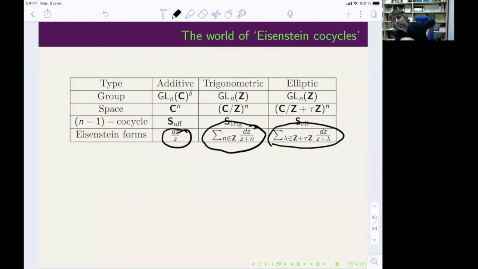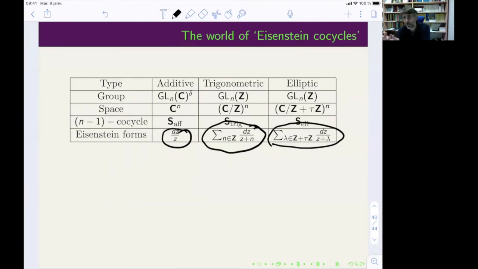You'll see, there is a link. Of course, there is no theta series, but the essence of the phenomena is here, and it's about the test function at infinity. The difference between the additive and the trigonometric and elliptic case is that the additive case only deals with what happens at infinity, and in the other you have to add the test function at the finite places.